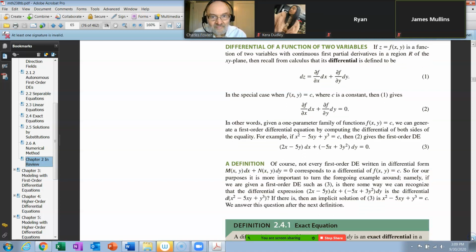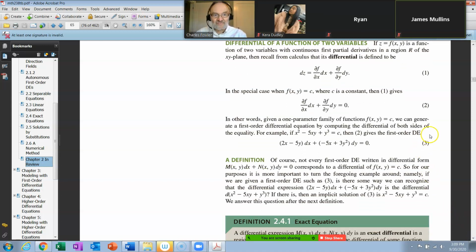If you have a function z is equal to some function of x and y, it's a function of two variables with continuous first partial derivatives. Okay, we'll talk about what those are in a minute. In some region R of the xy plane, then recall from calculus that the differential, if you take a derivative of this, dz, is the partial of f with respect to x times dx plus the partial of f with respect to y dy.